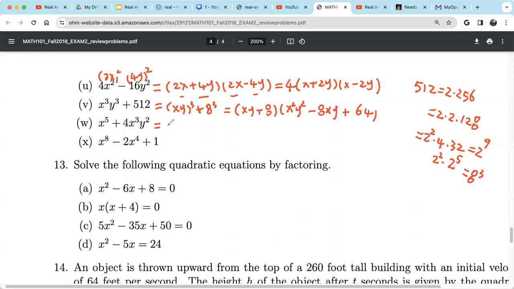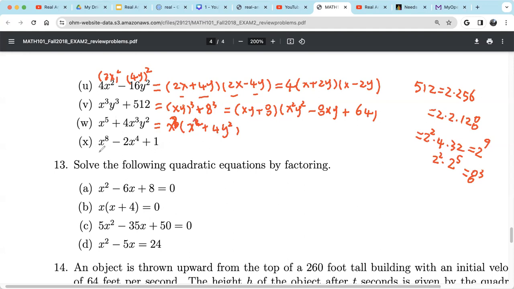These two, this one we see x squared is a common factor. So let's factor x squared. Actually, x cubed is a common factor. So let's say in the real number system, x cubed is the common factor. Then inside the parentheses is x squared plus 4y squared. We leave it like this in the real number system.